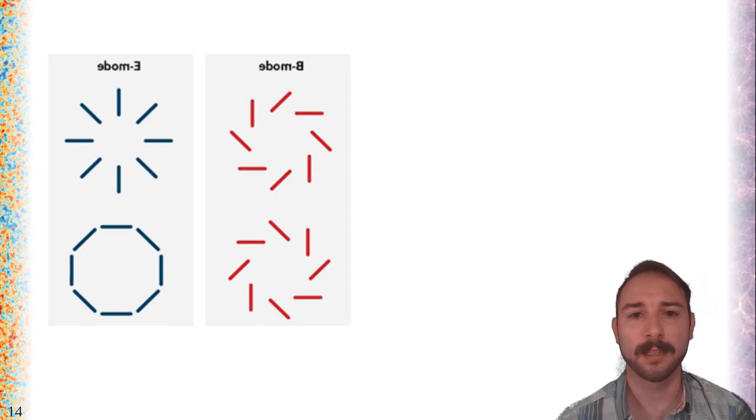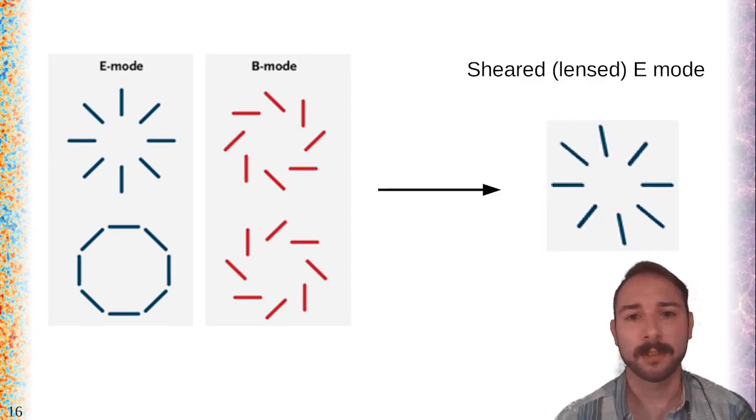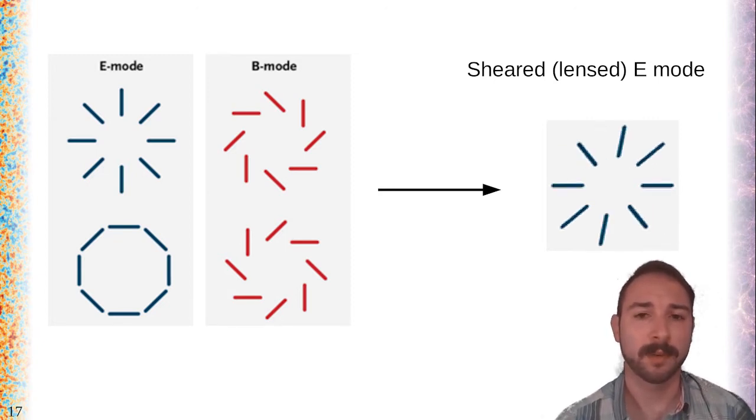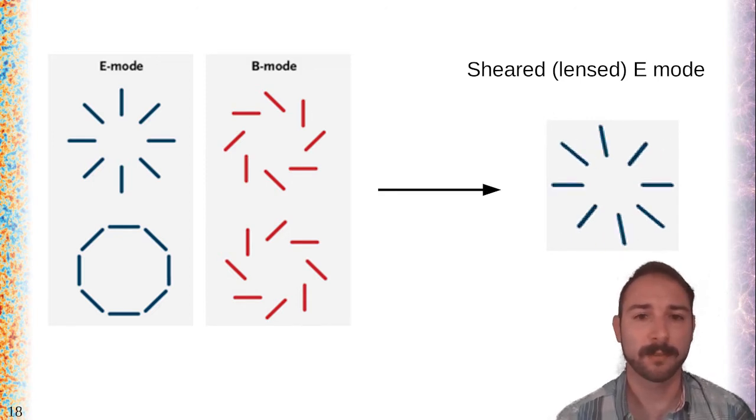And what happens when you lens, say, an E mode? So here's an E mode, and I've lensed it, I've sheared it, and now let's do the mirror test. And you can see it's no longer a pure E mode. It's also not a pure B mode. It doesn't rotate by 90 degrees. So lensing basically mixes E and B modes together in either direction.